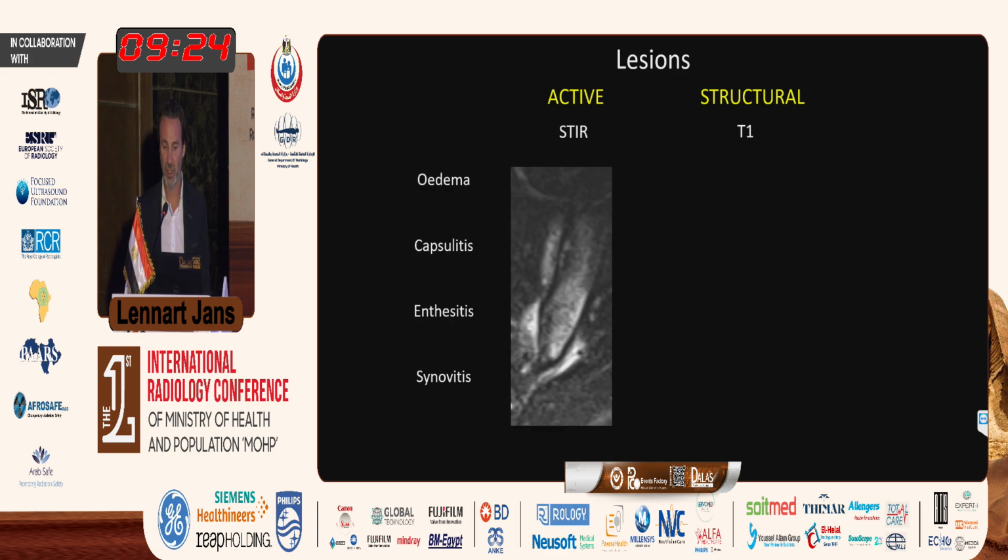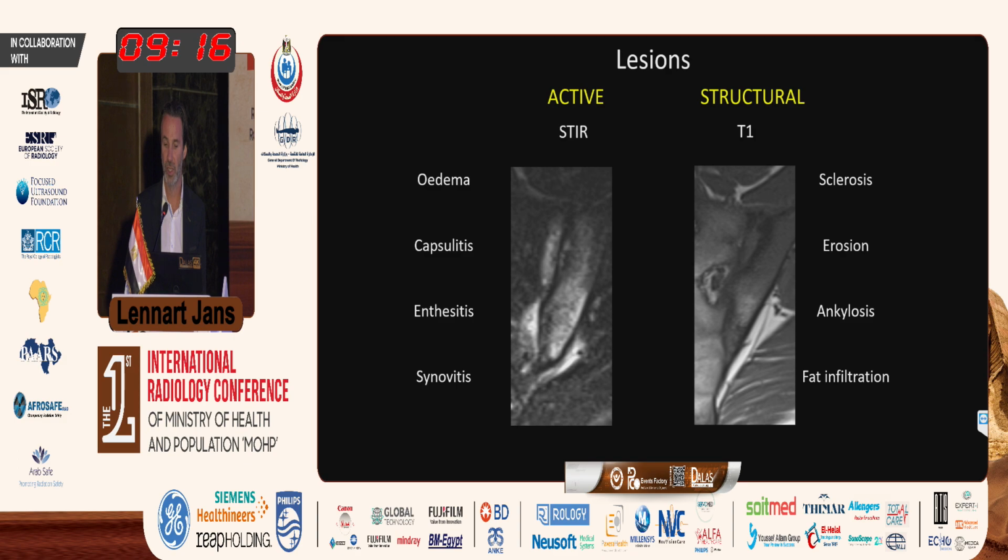So the active lesions are bone marrow edema. We have capsulitis and enthesitis and inflammation of the joint space. Structural lesions include sclerosis, a band of low signal on all sequences. We have erosions, ankylosis, of course, and fat infiltration.